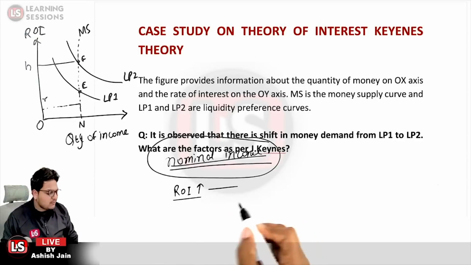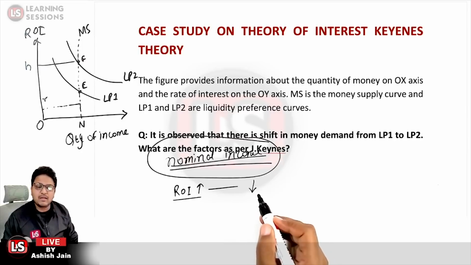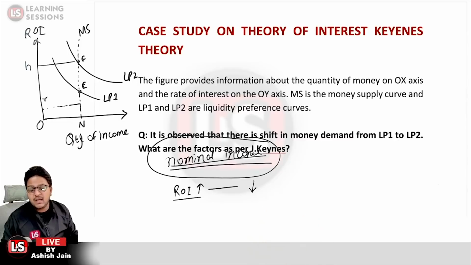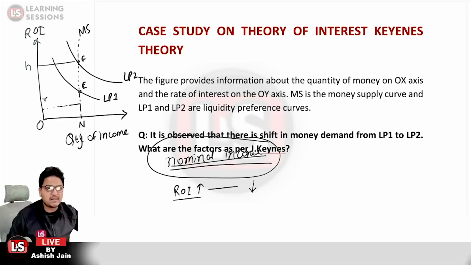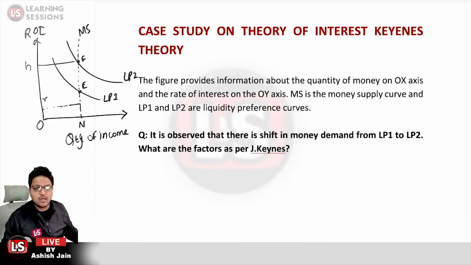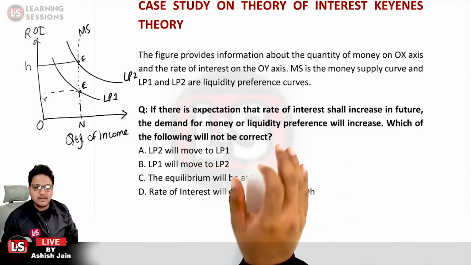Okay, and further, if the rate of interest is lowered, in that case the demand for money will increase, because people will not be investing their amounts, they will just be keeping the amounts with them. So that is related to the shift in the demand and supply from LP1 to LP2.